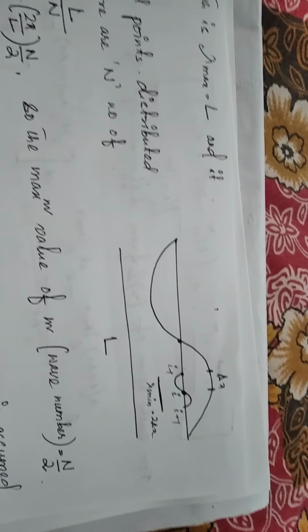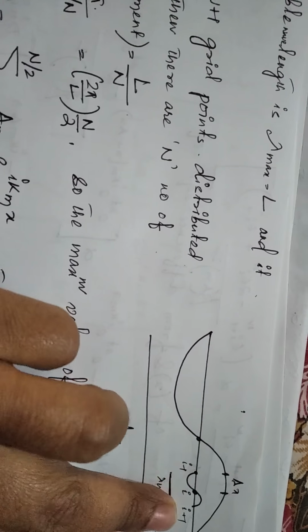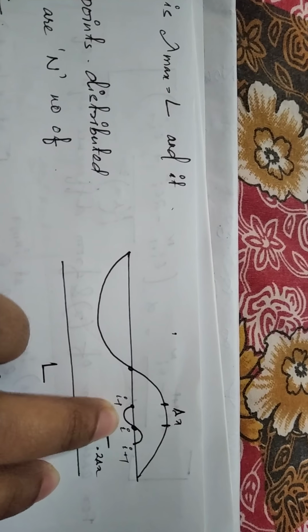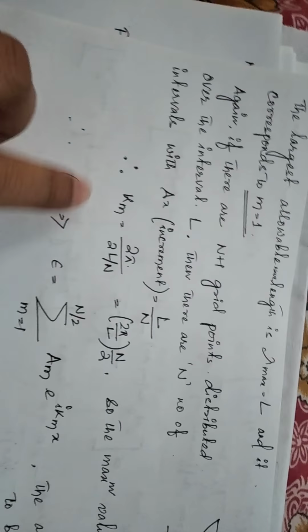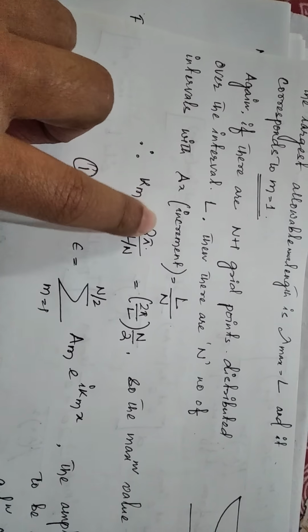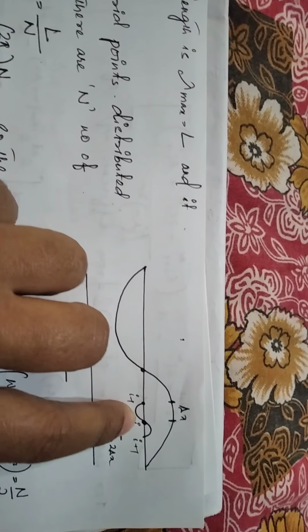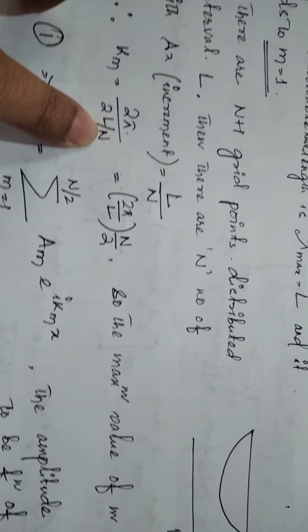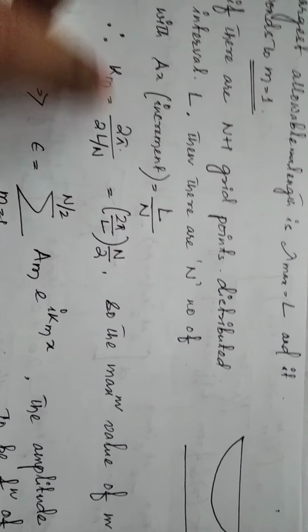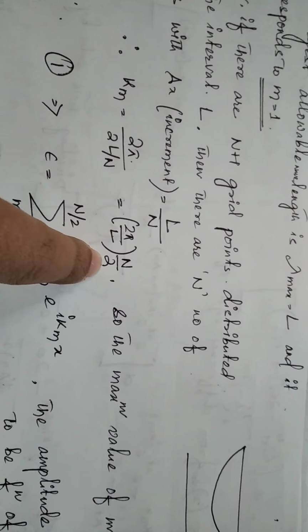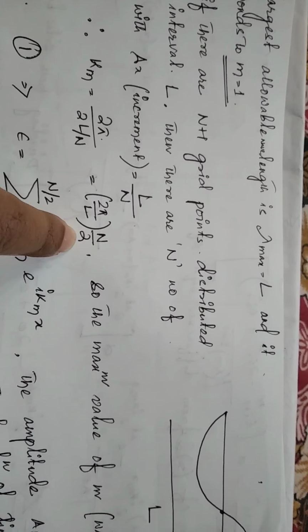And if you look at this particular wave, what is its length? This is 2 times delta x. So the wave number will be 2 pi divided by the wavelength of this small wave. What is the wavelength of this small wave? It is 2 delta x. And what is the value of delta x? This is L by n. So from this wave number, what you are getting is that there are n by 2 waves.